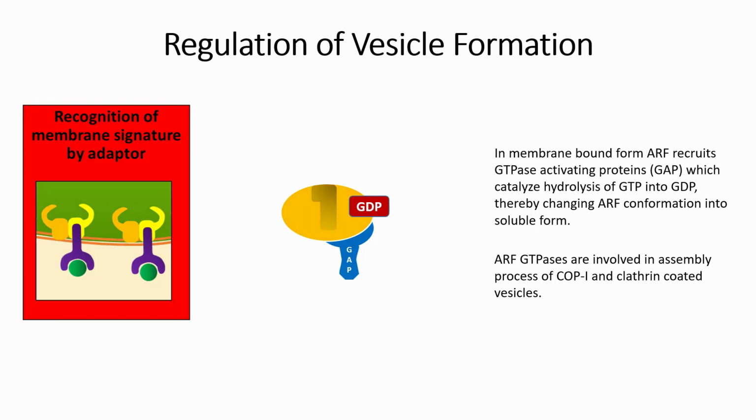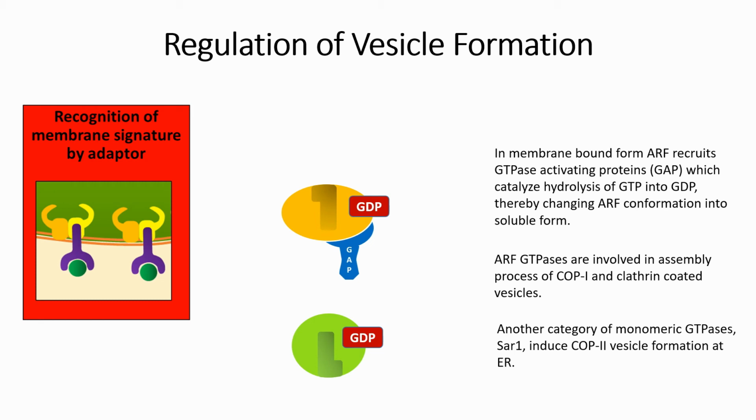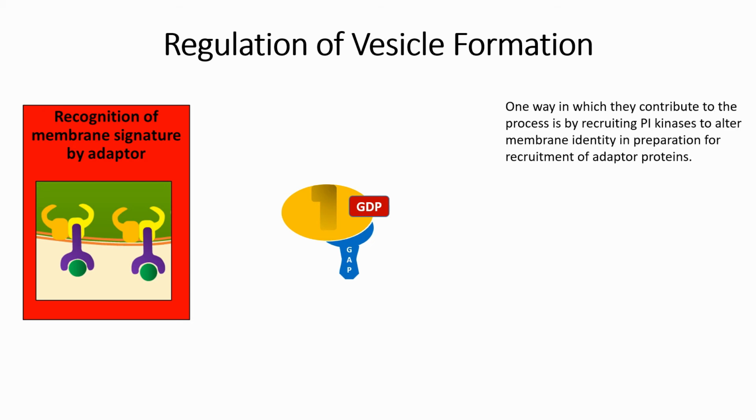ARF GTPases are involved in the assembly process of COP1 and clathrin-coated vesicles. Another category of monomeric GTPases, SAR1, induces COP2 vesicle formation at the endoplasmic reticulum. One way in which they contribute to the process is by recruiting PI kinases to alter membrane identity in preparation for recruitment of adapter proteins.